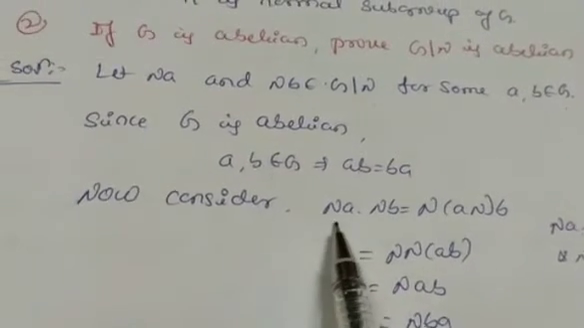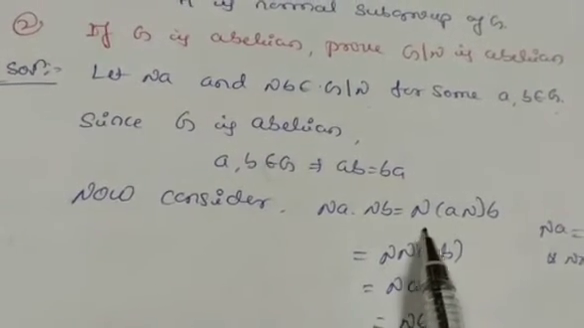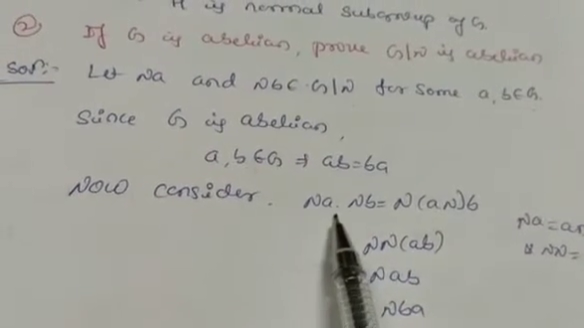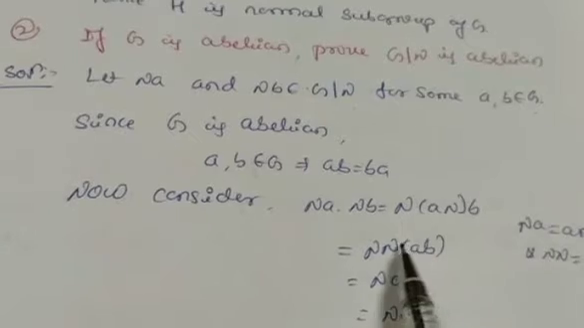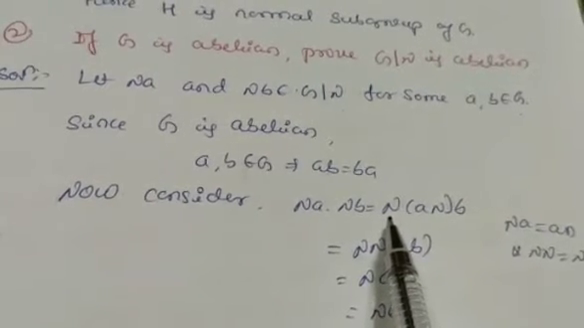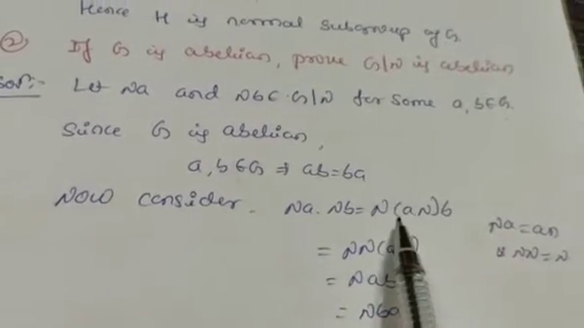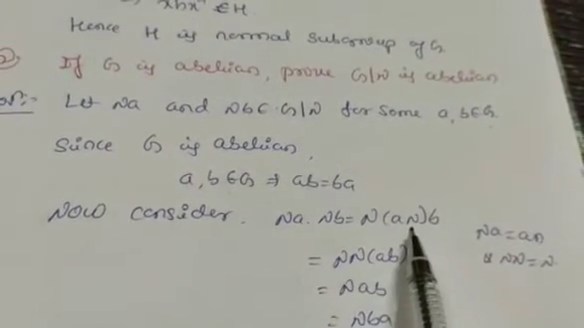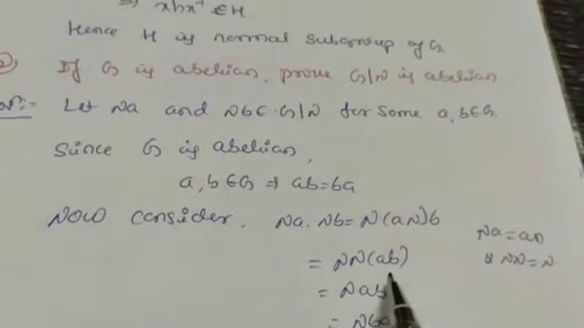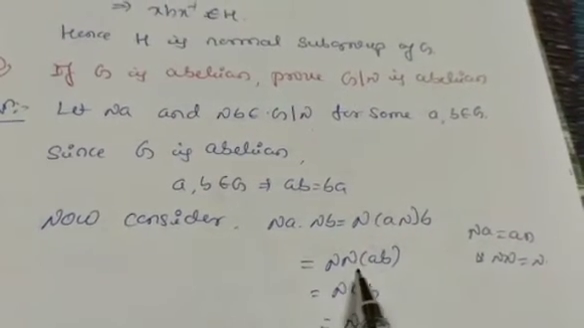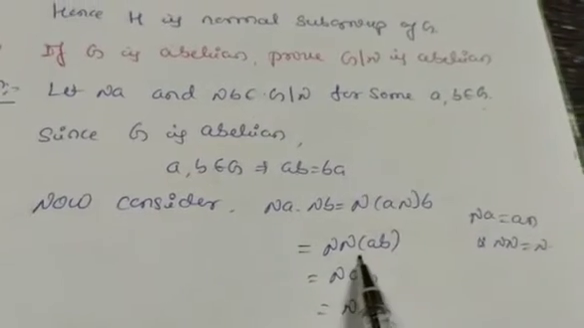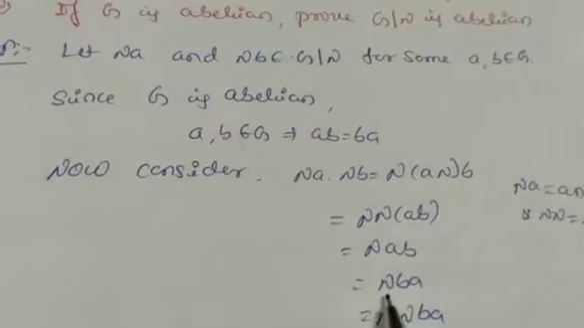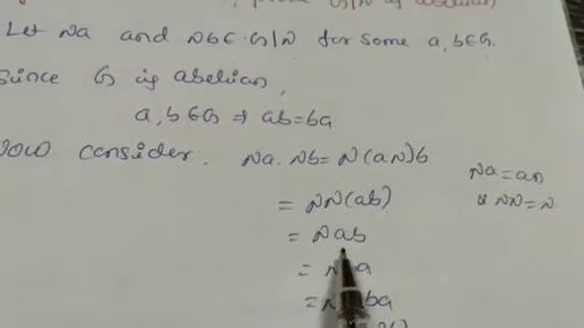Now consider Na · Nb, which is equal to N a N b. Let us apply the associative law here: N (aN) b. You keep this N as it is; aN is the same as Na because it satisfies the commutative law. So this is N N a b, and we know N N is equal to N because N is a normal subgroup. This is N(ab), which is equal to N(ba).